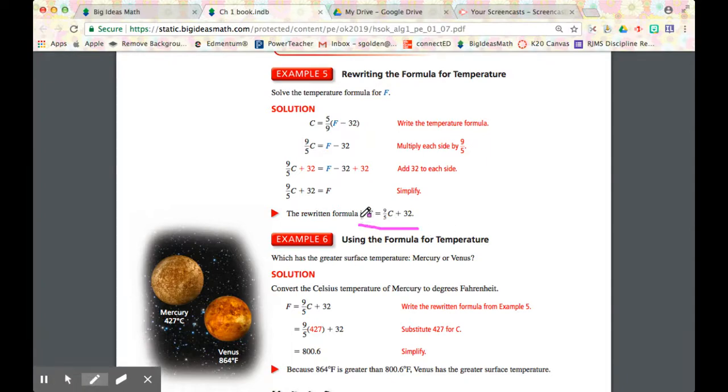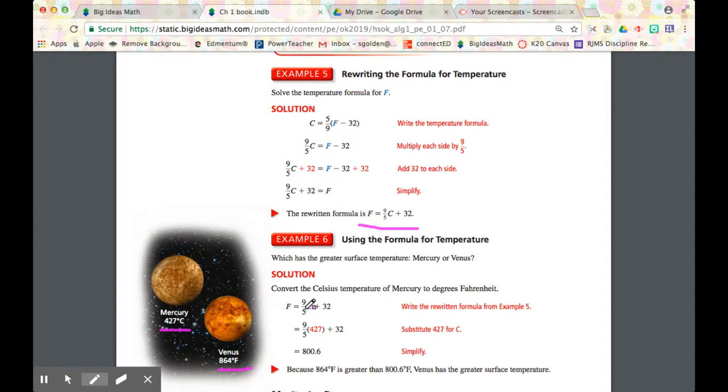Okay, so that actually leads us straight into example 6. It says, which has the greater surface temperature, Mercury or Venus? And if we look at the picture over here, Mercury is 427 degrees Celsius, Venus is 864 degrees Fahrenheit. They're not in the same unit. So to compare them, we first have to get them in the same unit of measure. So we can use the formula we just solved for, F equals 9/5 C plus 32, and change Mercury to Fahrenheit to then compare them.